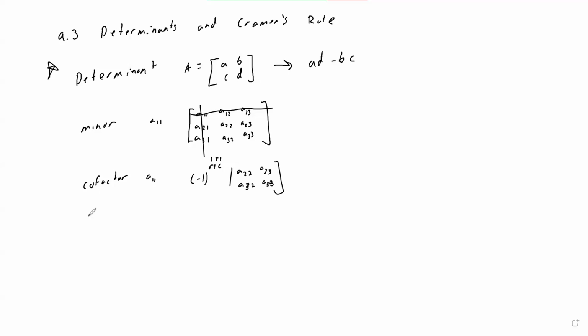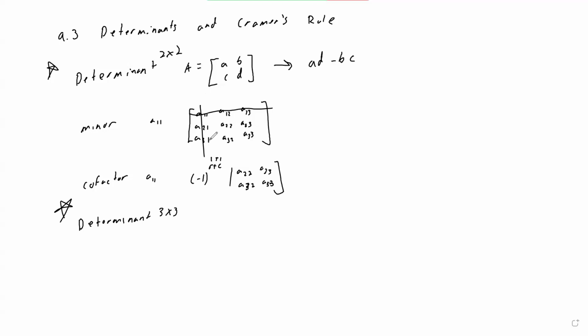Let's see what else we got in here. So that's minor and cofactor, but if I wanted a determinant, this is for a 2 by 2, by the way. For a 3 by 3, I would just take this guy and I would have to do it to each row. So what I want to do is find the row or column that's the most convenient.